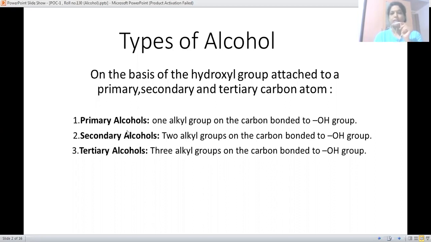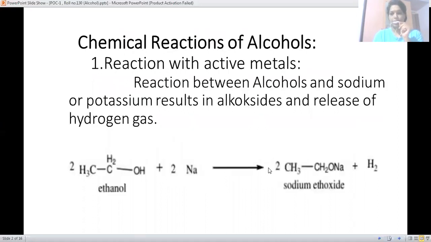In a primary alcohol, one alkyl group is attached to the carbon which is bonded to the OH group. In a secondary alcohol, two alkyl groups are bonded to the carbon, and that carbon is attached to the OH group. Same for the tertiary, three alkyl groups are attached to the carbon which is attached to the OH.